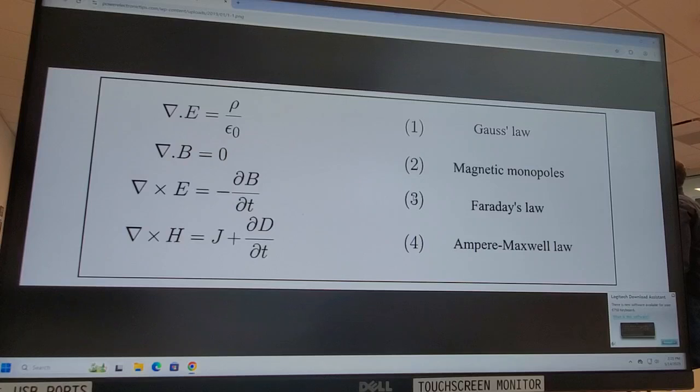Say again? Can I see the vector form for Newton's theorem? Oh, yes.